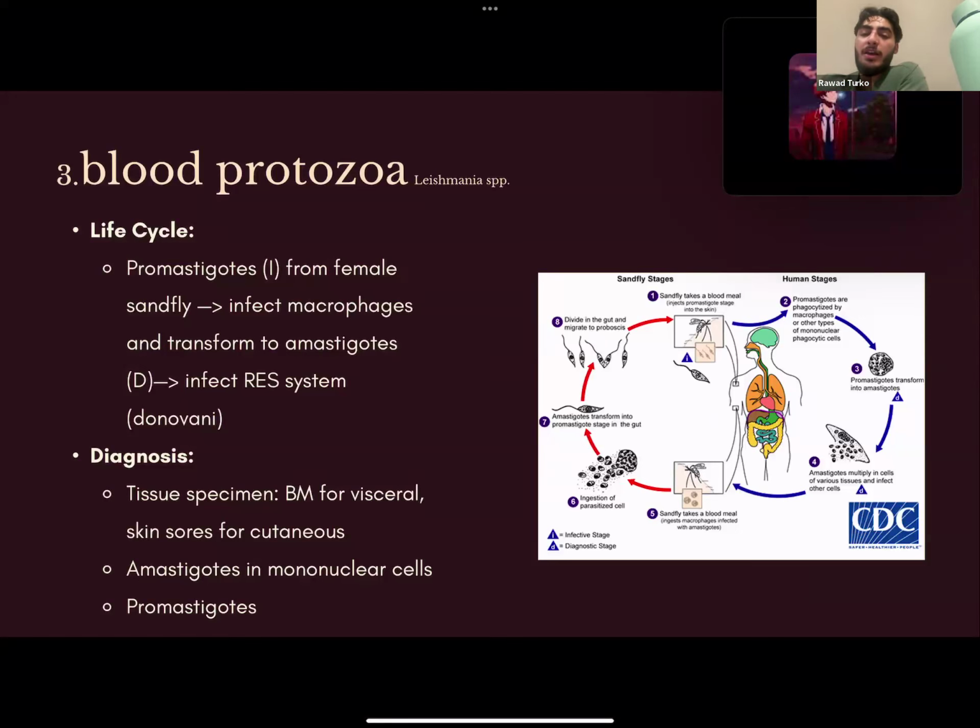We don't have to go over it again, but the diagnosis is through a tissue specimen, because as we said, these Leishmania parasites can go to various different tissues. For visceral leishmaniasis, you can take a biopsy or specimen from the bone marrow. For cutaneous or mucocutaneous, you can check the skin sores. Or you can diagnose it by seeing the amastigotes in the mononuclear cells, the macrophages, or sometimes the promastigotes in the bloodstream.